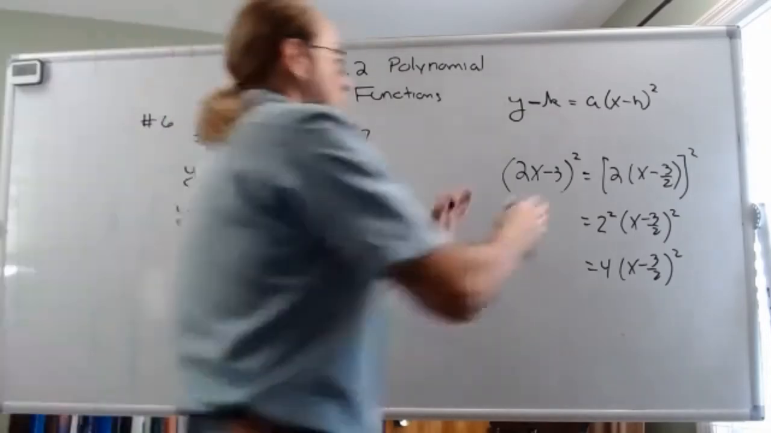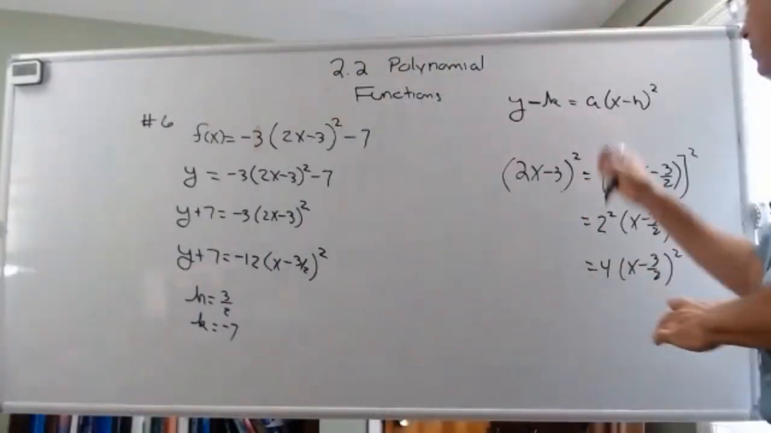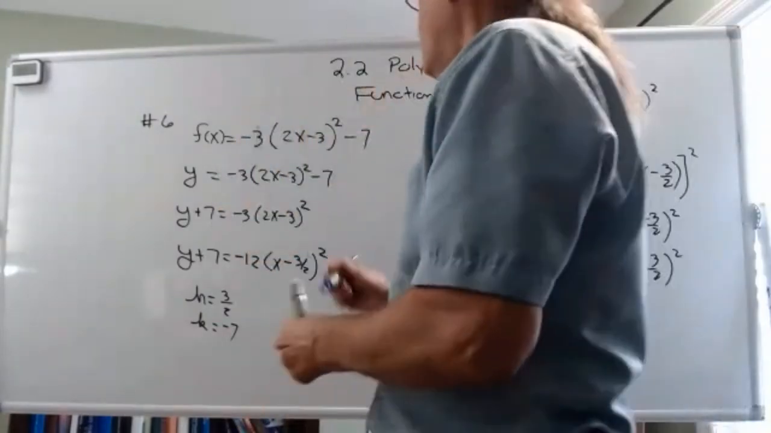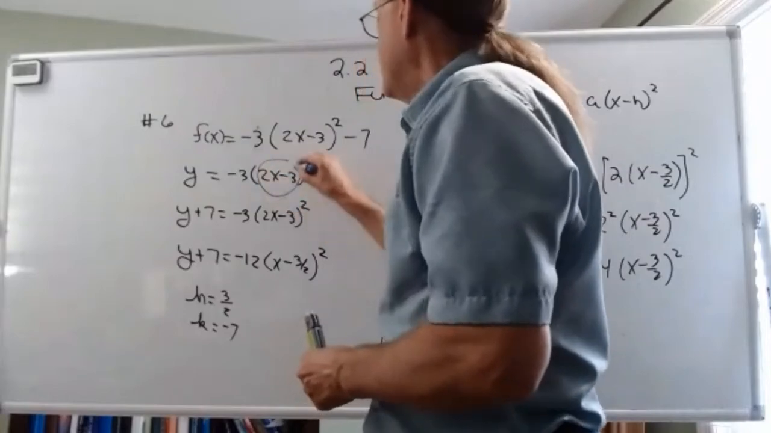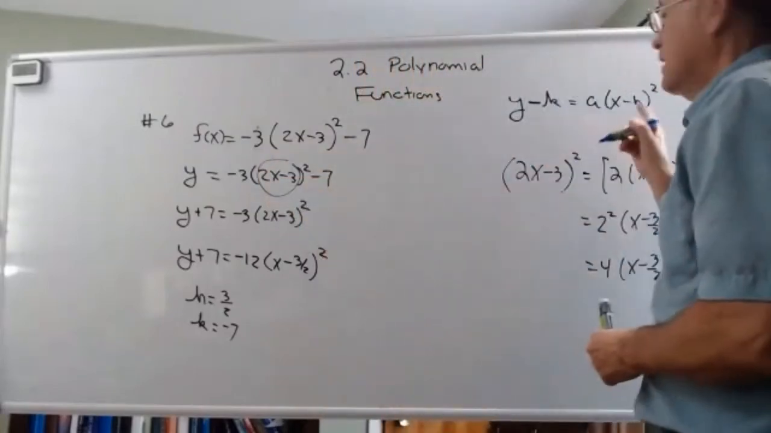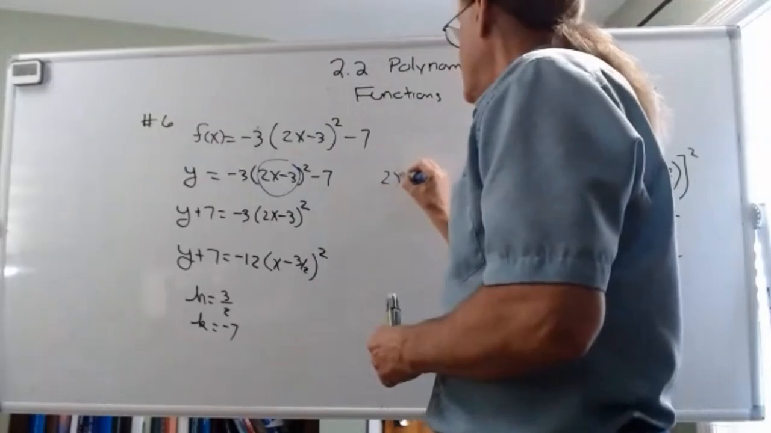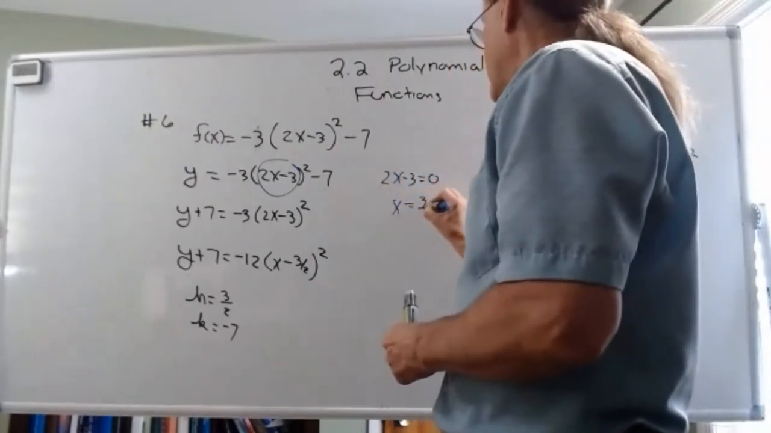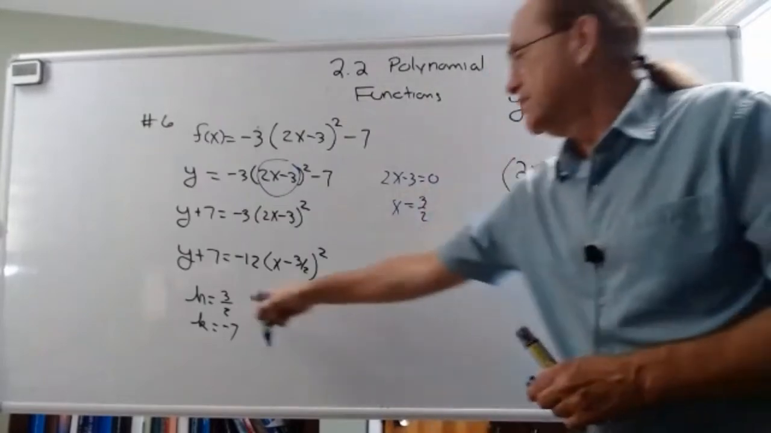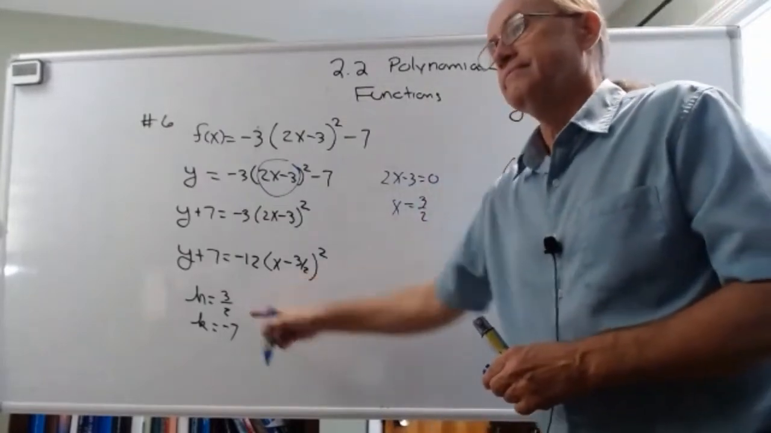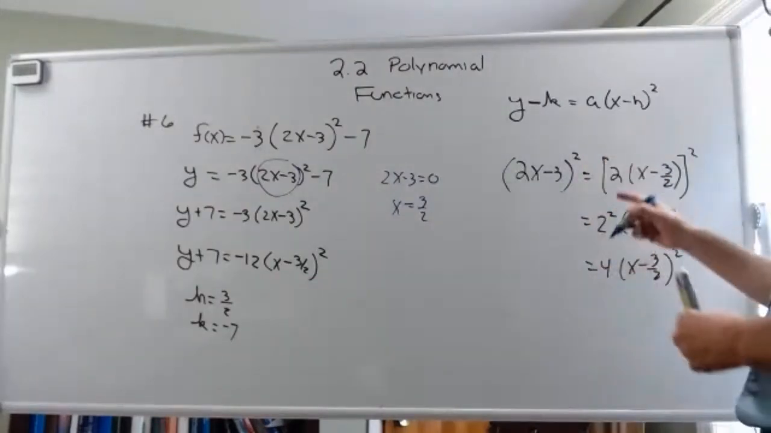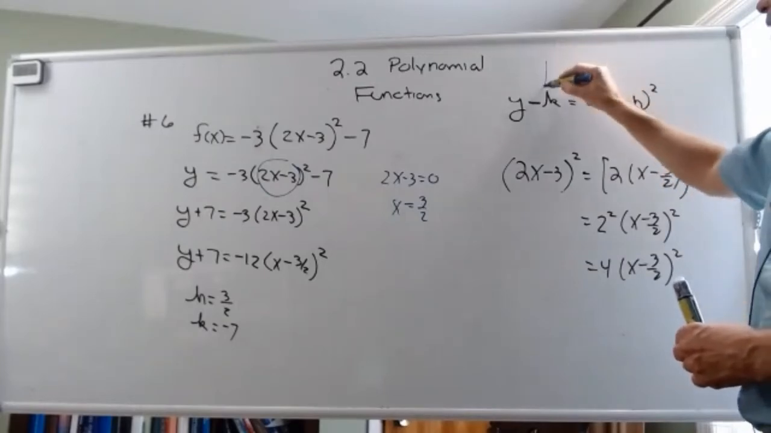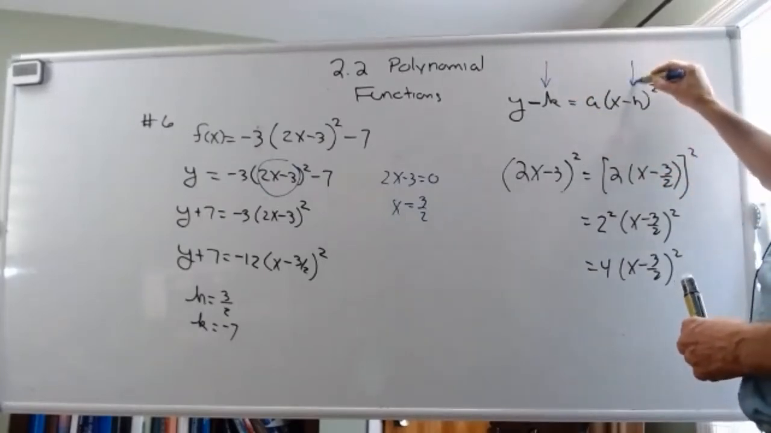Now, if you don't want to do this over here, if you don't want to make it look exactly like this, here's the shortcut that you can do. All I need to do is set that equal to 0, and that'll give me my h value. So I set 2x minus 3 equal to 0. I get x is equal to 3 halves. That's where the vertex occurs, right here. But you could go through and formally make that look exactly like that. And then I pick out my numbers, h and k.